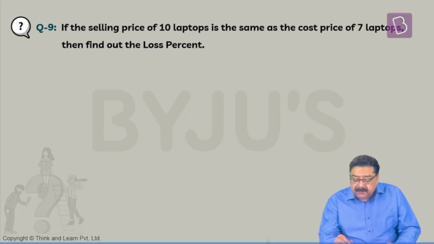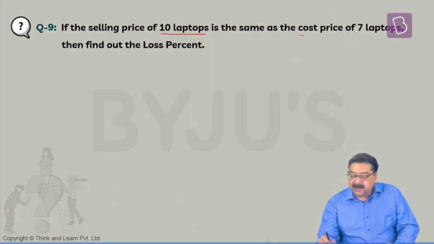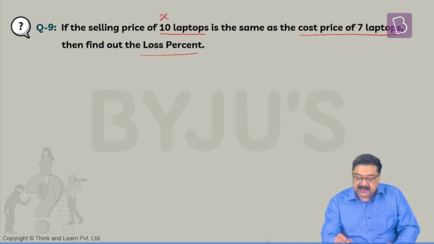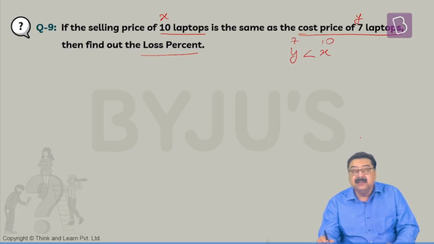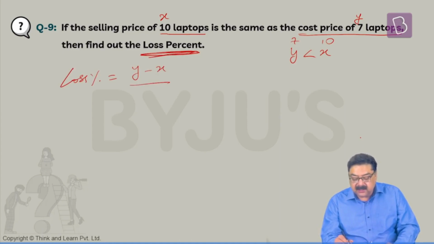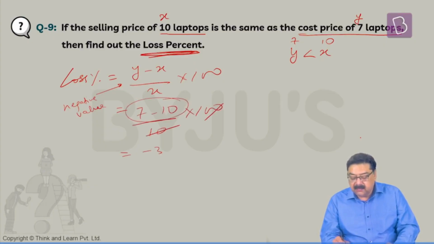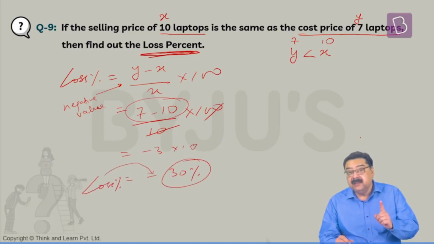Another one, if the selling price of 10 laptops is the same as the cost price of 7 laptops, then find out the loss percent. Now once again, this is X. Cost price of 7 laptops would mean the value of Y is 7. Once again, Y here is less than X. This is 7 and this is 10. So loss is being made. So loss percent is (Y minus X) by X into 100, and this shall be a negative value. So this is 7 minus 10 by 10 into 100. This works out to be minus 30, so it is 30% loss indicated by the negative symbol.